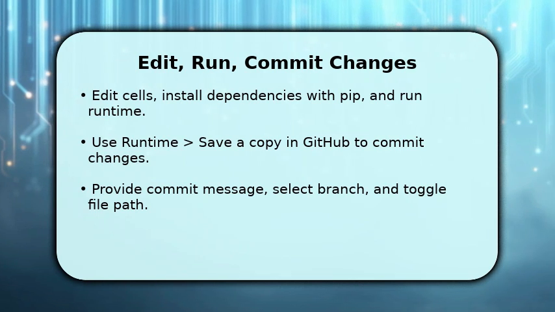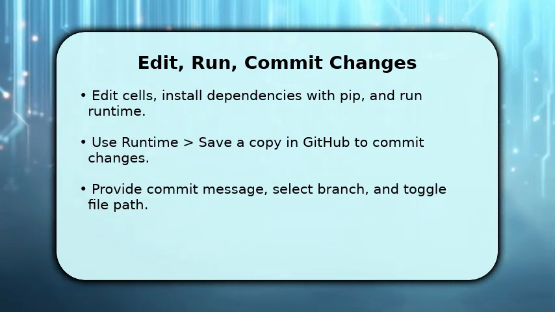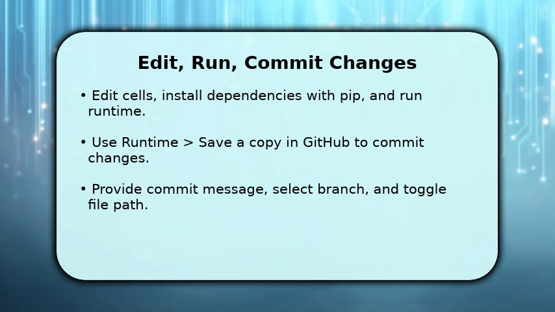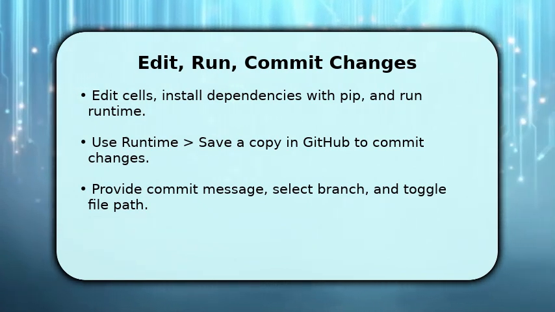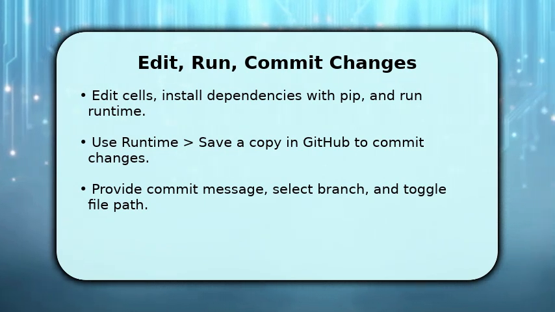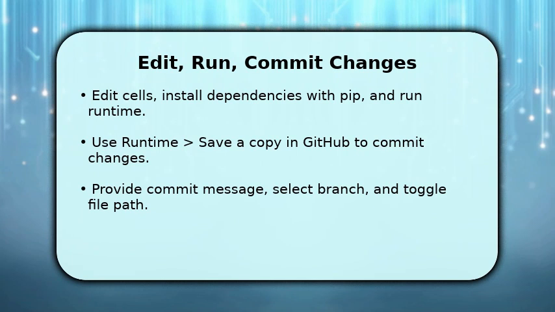In the dialog, write a clear commit message, choose the target branch, and confirm the notebook path. This ensures the commit lands where you expect. If you want incremental commits, repeat this process after meaningful changes so history stays clean and traceable.